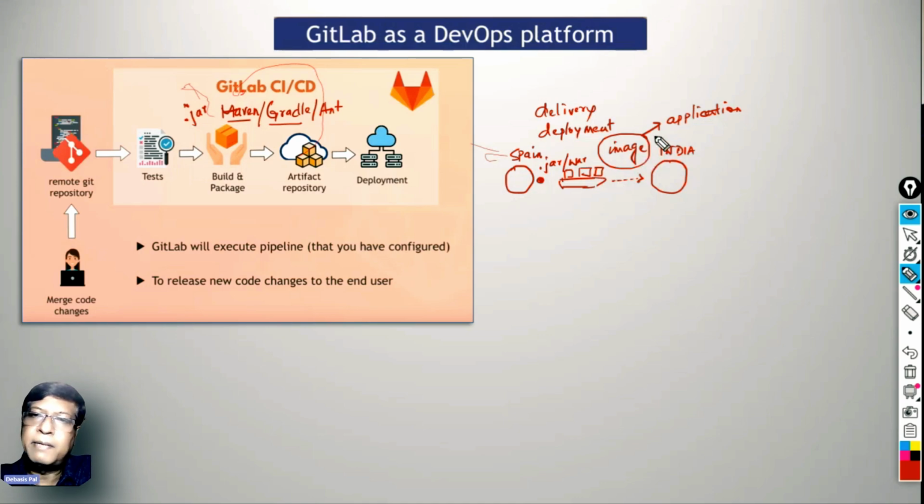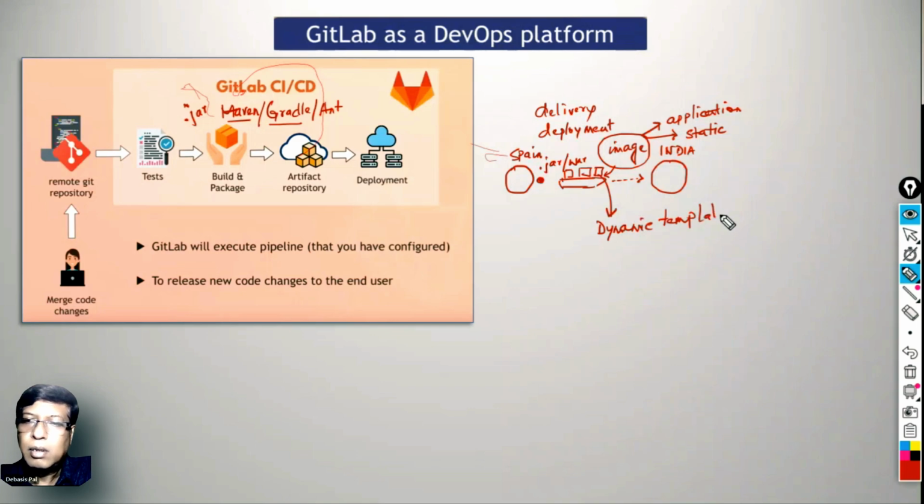An image is a static part. I cannot move a static thing. What I need to do is make it dynamic. So I put it in the container. So a container is a dynamic part of an image, a dynamic template of an image. Right? So once it becomes dynamic, you can run it.